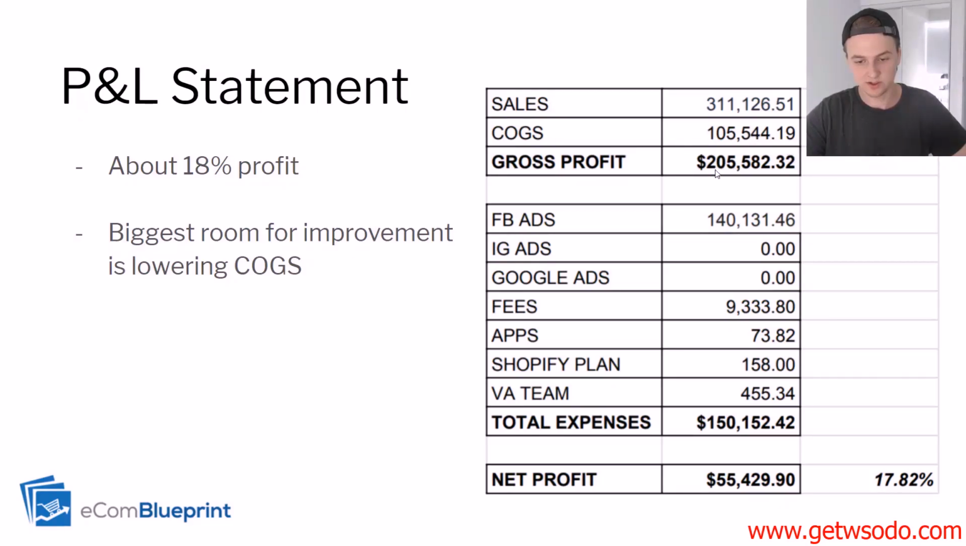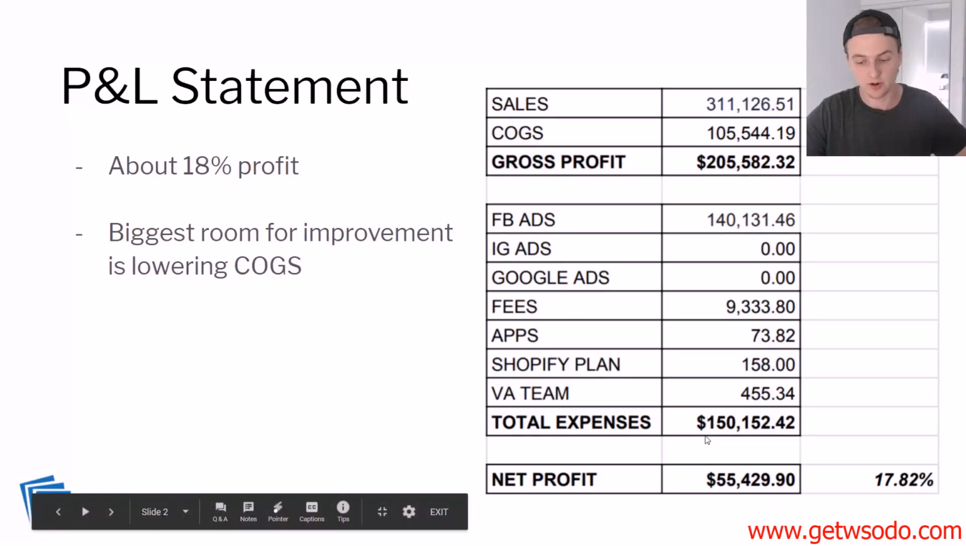So after the cost of goods, the gross profit is $205,000 US. Out of that, you have to subtract all of the ads and the fees and stuff, and there's a lot of that. Facebook ads, $140,000. This is the biggest expense. Instagram and Google ads, I didn't do any for this store. Fees about $9,300, apps $74, Shopify plan $160, VAs $450, and that's a total of about $150,000 in expenses. This comes out of the gross profit, which leaves us with $55.4 thousand.